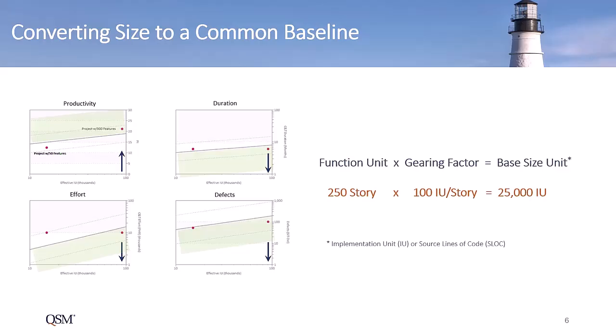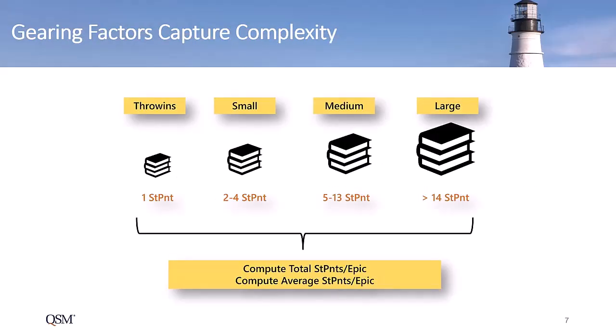In earlier videos, we showed that we need to convert the function unit to a common baseline, called the base size unit, to make meaningful project performance comparisons and to use multiple size units when estimating the total system size. The gearing factor is the number of elementary programming steps required to implement an average function unit. In this example, an average story takes 100 steps, converting the 250-story project to 25,000 implementation units or source lines of code equivalents.